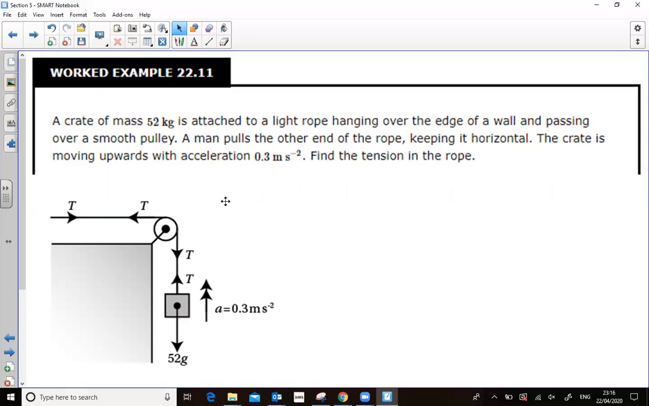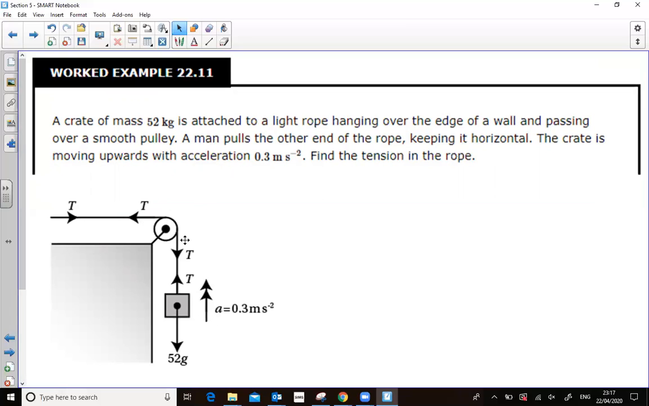So here I have already shown the diagram. Just bear in mind that normally the diagram won't be given to you, and you have to draw the diagram yourself and add all the forces acting throughout the string by yourself. So I would strongly suggest you practice that when you're doing exercises.